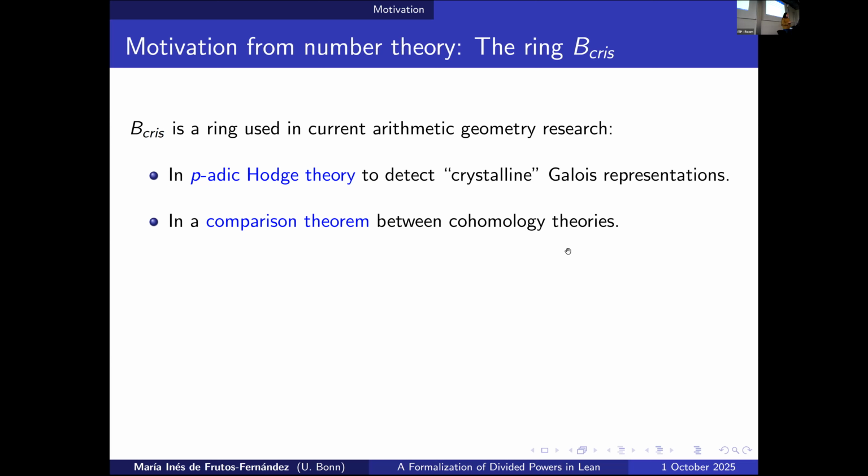Then the second problem where this shows up is that if you have a nice algebraic variety defined over some p-adic field, there are several cohomology theories that you might want to study associated with this variety. A very natural question is, how are all of these cohomology theories related to each other? In particular, there is one comparison theorem between the étale cohomology and the crystalline cohomology of such a variety.